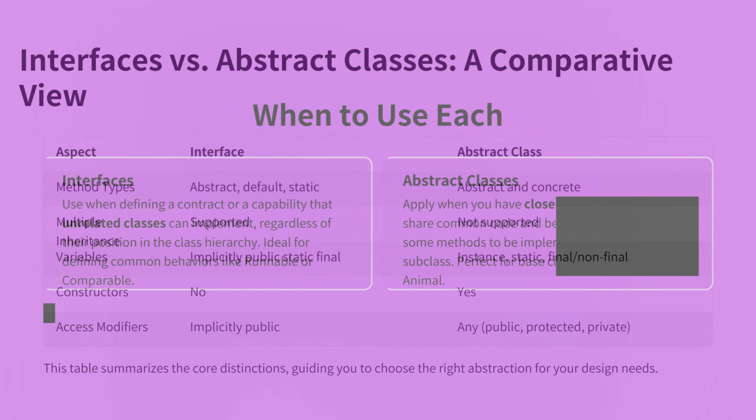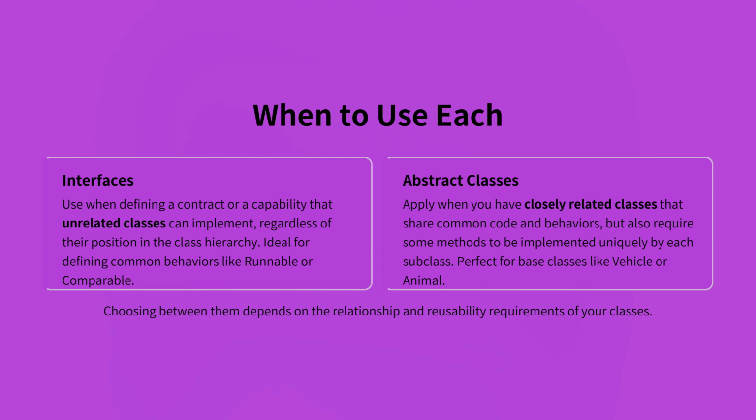When to use each. Interfaces: use when defining a contract or a capability that unrelated classes can implement, regardless of their position in the class hierarchy. Ideal for defining common behaviors like Runnable or Comparable. Abstract classes: apply when you have closely related classes that share common code and behaviors, but also require some methods to be implemented uniquely by each subclass. Perfect for base classes like Vehicle or Animal. Choosing between them depends on the relationship and reusability requirements of your classes.